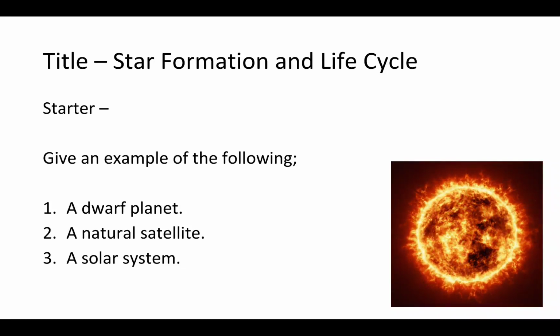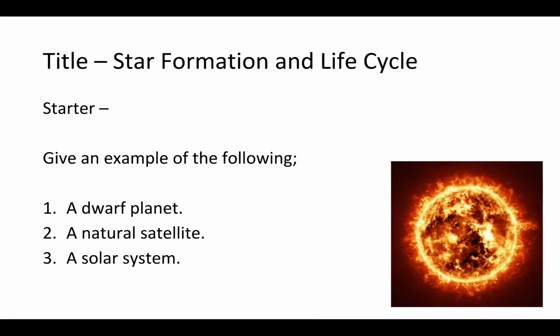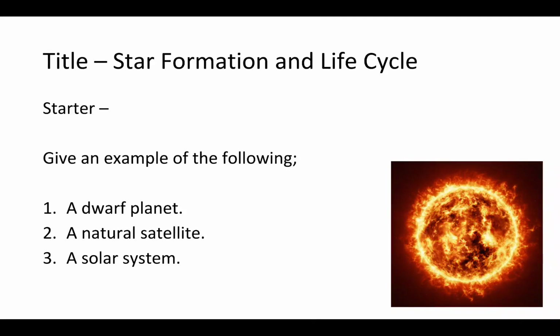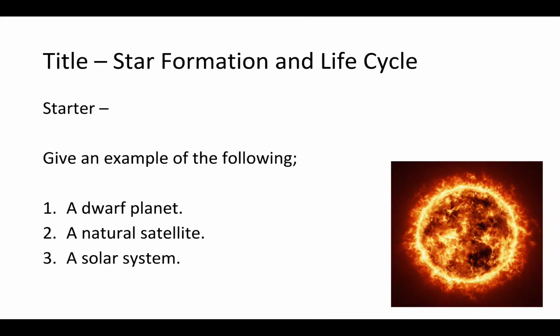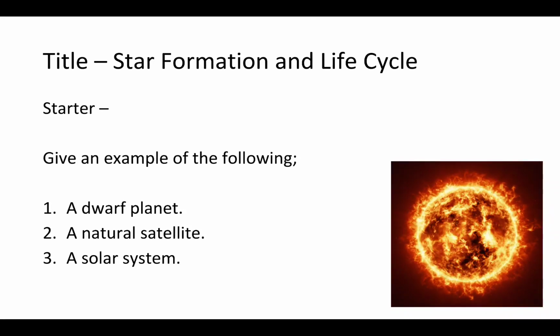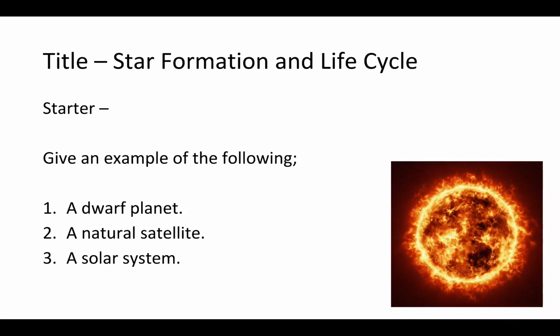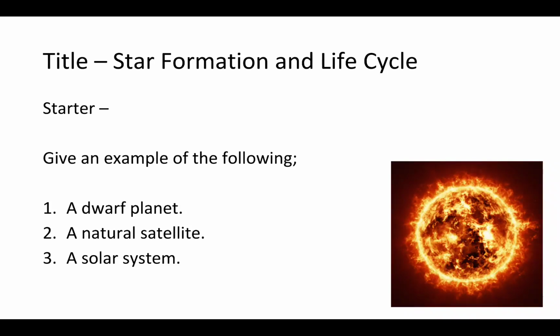So, an example of a dwarf planet would be Pluto, for example, or Ceres, or any of the dwarf planets that we discussed last lesson. A natural satellite, so you could pick any of the moons in the solar system. So you've probably gone for Luna, or the moon, the Earth's moon, which we simply call moon. And an example of a solar system. We did the definition, which is the collection of 8 planets and their moons in orbit around the sun, together with smaller bodies in the form of asteroids, meteoroids and comets.